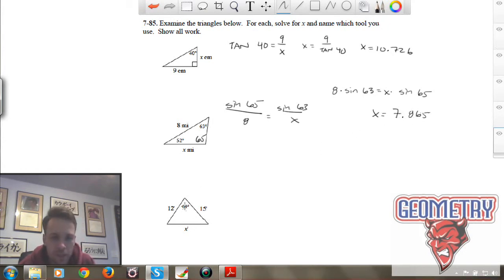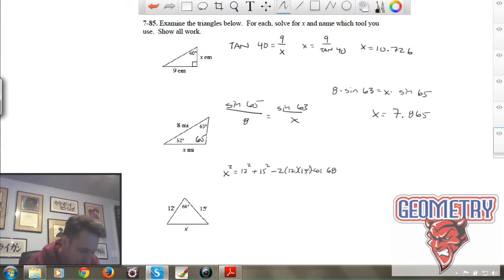And the last one here, this was like a law of cosines. So we have x squared equals a squared plus b squared minus 2 times a times b times the cosine of c. We can just plug that all straight into our calculator.